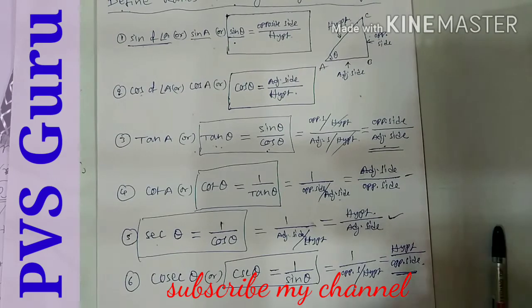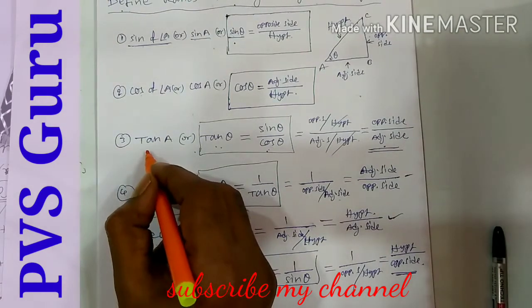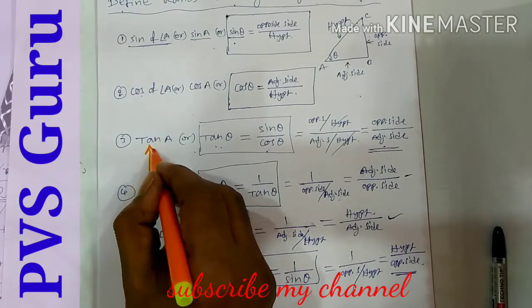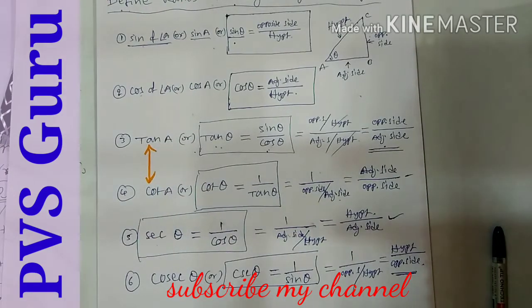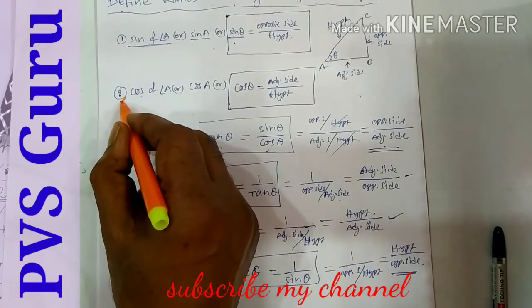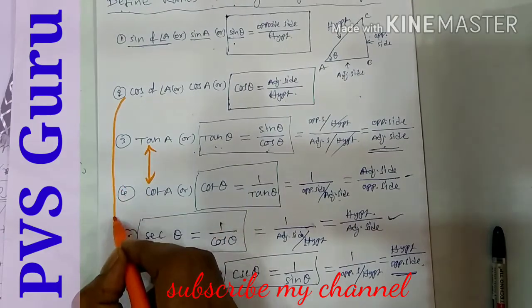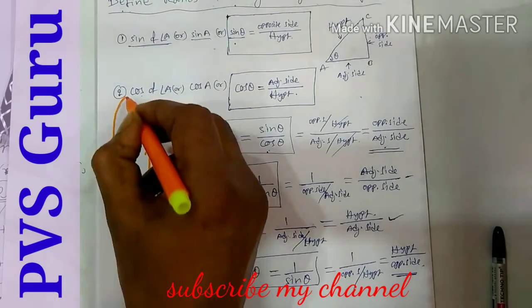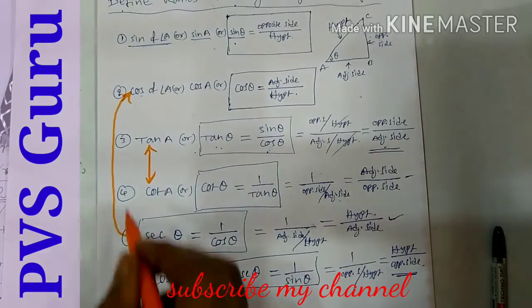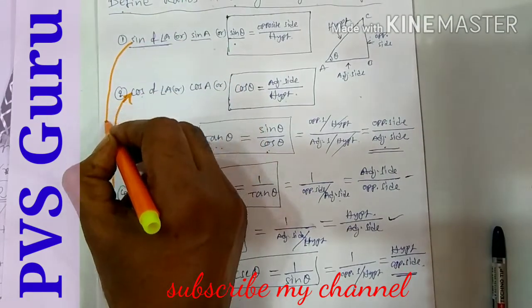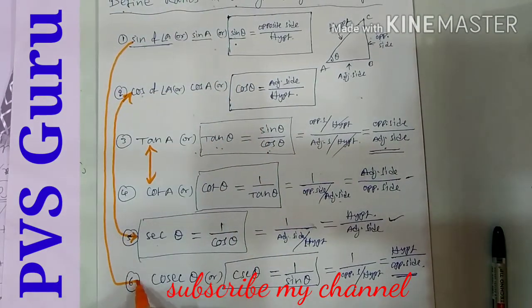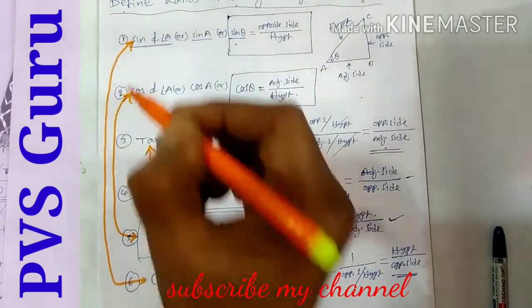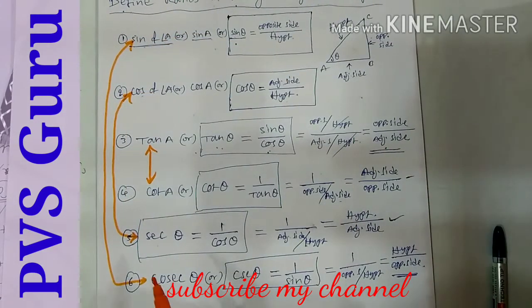So here you observe it, tan and cot is reciprocal to each other. Similarly, cos and secant is reciprocal to each other. Similarly, sin and cosecant is reciprocal to each other. So like this, you match it and recognize, remember it, it will be very easy.